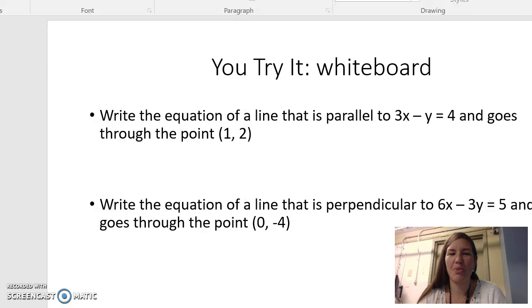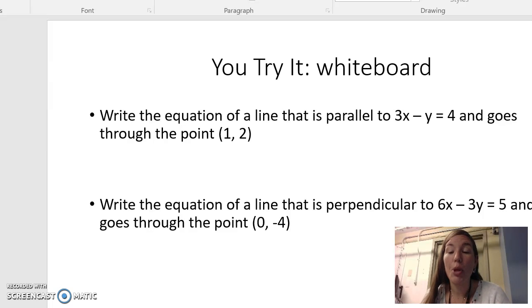Okay, so how did you do with those whiteboard problems? Write the equation of the line that is parallel to 3x minus y is equal to 4 and goes through the point 1, 2. First thing you should have done is change it into slope-intercept form and pulled out the slope. So hopefully you found that slope-intercept form should be y equals 3x minus 4. You pull out the slope of 3, plug it in. Here is what your final answer should be for the first question: y equals 3x minus 1.